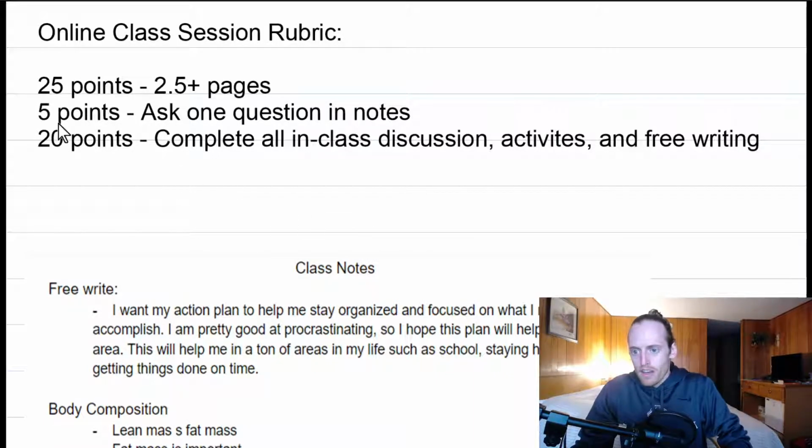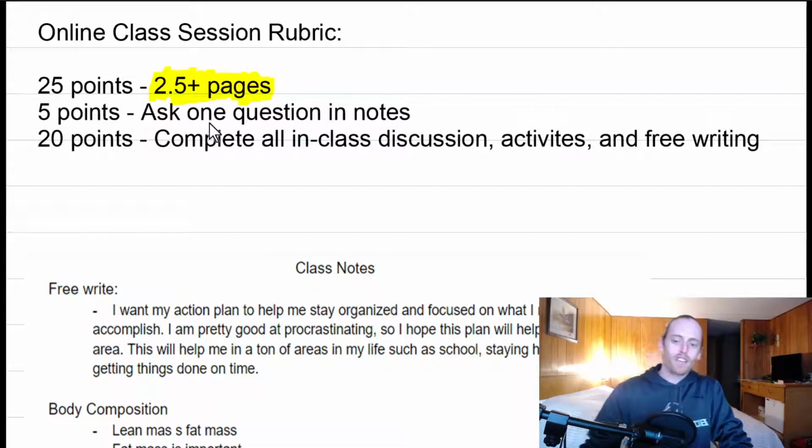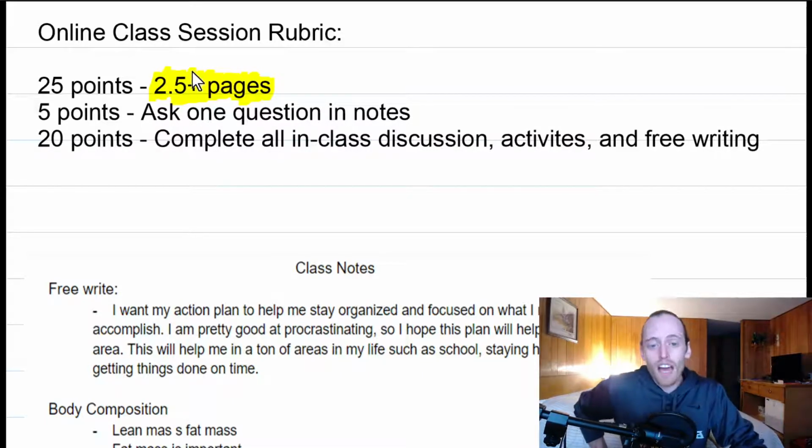So how do you complete the class if you're doing it online? The first part of the rubric is you need to take 2.5 pages of notes. The reason I have 2.5 pages is that you can take more depending on how you write, but that's about how much material we're going to cover. And that way I can ensure that you are completing the entire class.